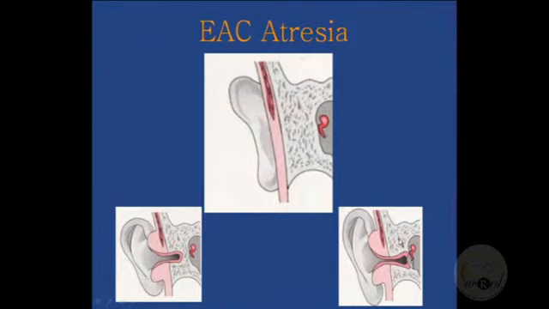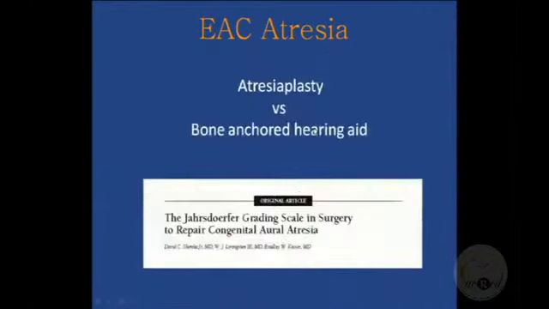Tell me one thing: do you have a pattern, or do you follow a scoring system, or do you talk to your ENT surgeons? ENT surgeons elect to either repair or put in a BAHA device. BAHA is a bone-anchored hearing aid device. Their clinical judgment on whether to do an atresioplasty, drilling through the bone to reconstruct the external auditory canal, versus just putting in a BAHA device depends on a scoring system.